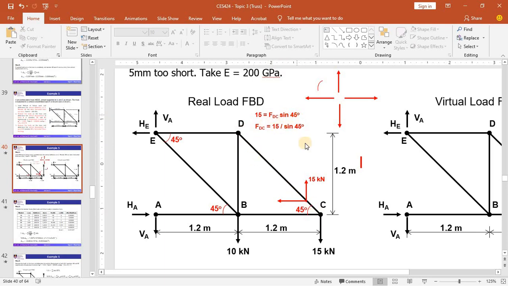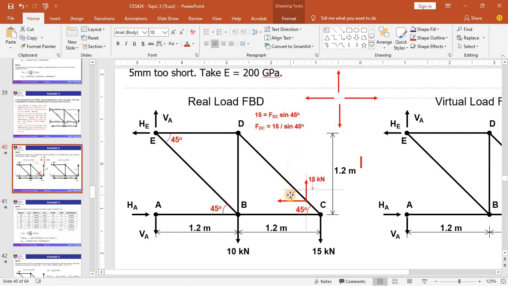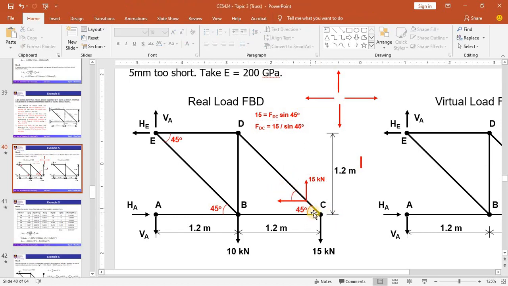So sine 45, since we are looking at the vertical direction, where this is 45 degrees. It is the same with this particular angle at joint C. So the equation that you can take from here is FDC sine 45 degrees. Rearranging this equation, you will get FDC equal to 15 over sin 45 degrees. From this equation, you can get the value of FDC, which is the internal force for member DC.